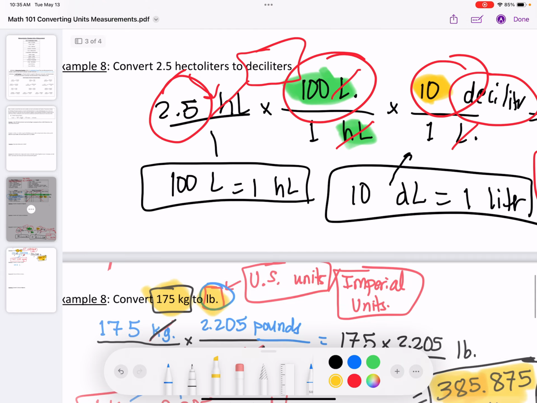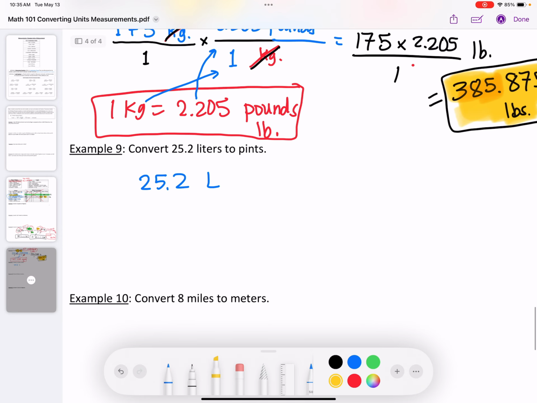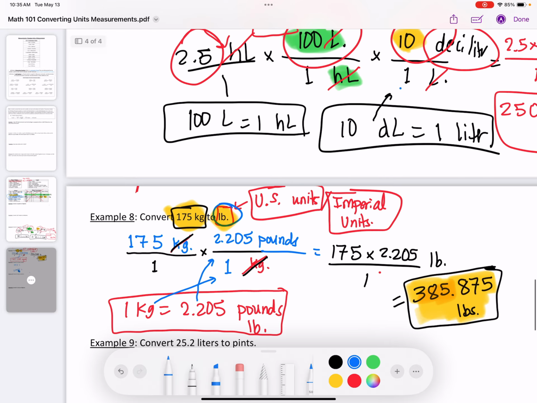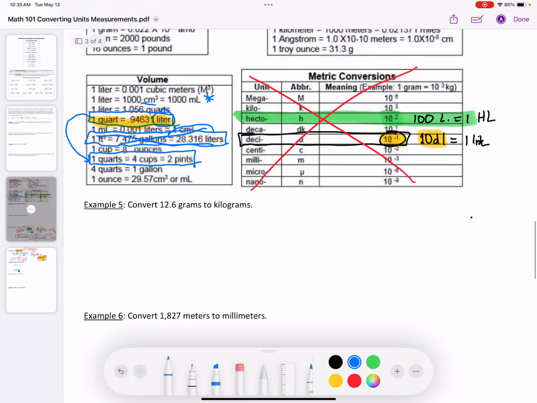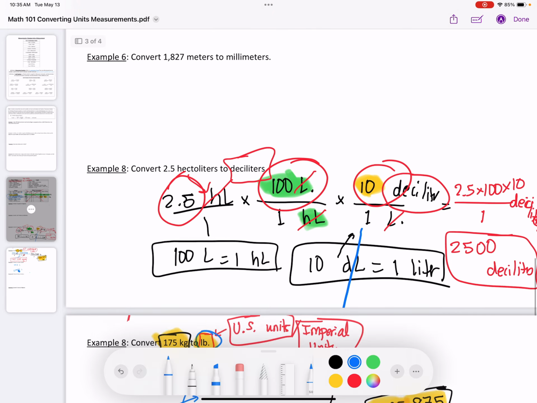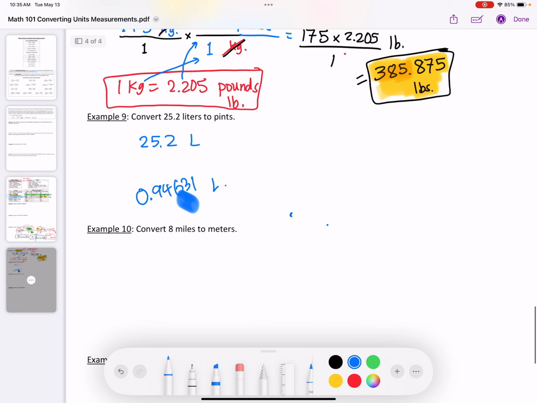0.94631 liters. Can I remember that? 0.94631. Oh no. Oh my gosh, I already forgot. Is it that many liters in 1 quart, or that many quarts in 1 liter? Oh my gosh, I'm losing it. That many liters in 1 quart. Oh my lord. In 1 quart. Okay, I'm gonna use that conversion.